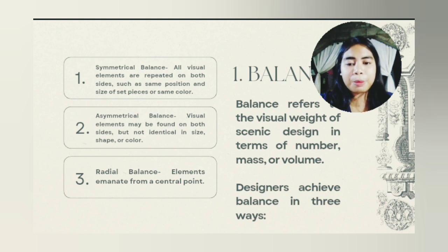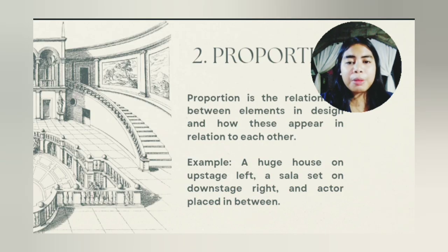Let's proceed to the proportion. Proportion is the relationship between elements in design and how these appear in relation to each other. It is about the right size and placement of things on stage so they look natural together. For example, a huge house on upstage left, a sala set on downstage right, and an actor placed in between.